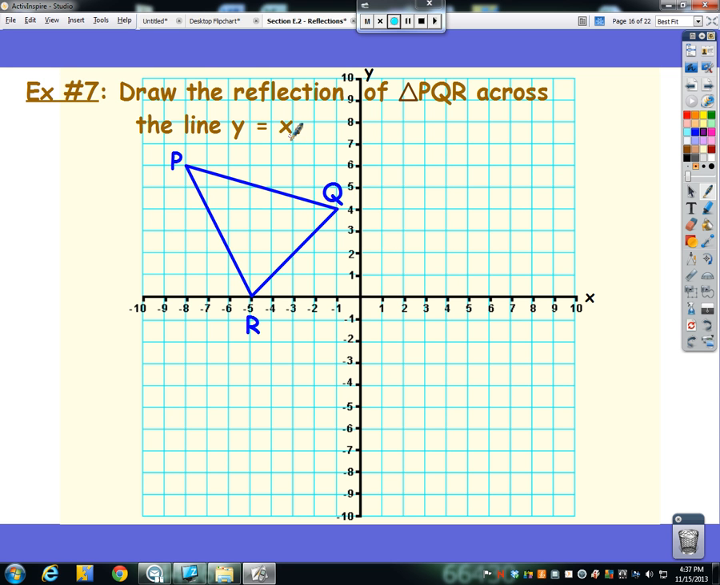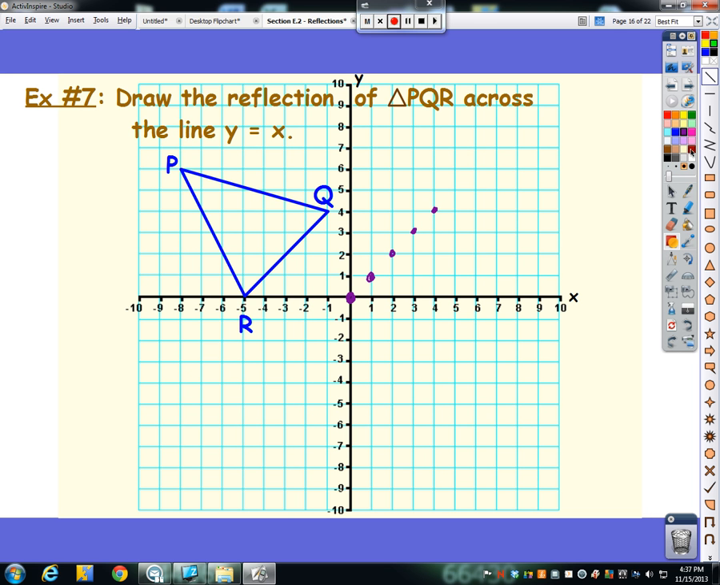So if x was 0, well, that means y would have to be 0. So we're at the origin. If x is 1, y is 1. So we're at the point 1, 1. And so we start getting all these points, 2, 2, 3, 3, 4, 4. And if we start lining everything up, we're going to get our line y equals x.